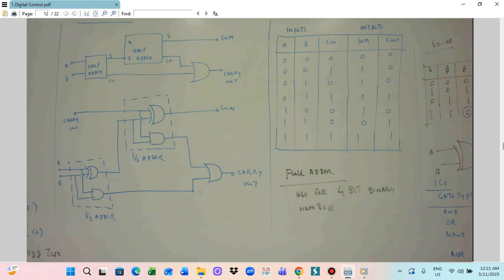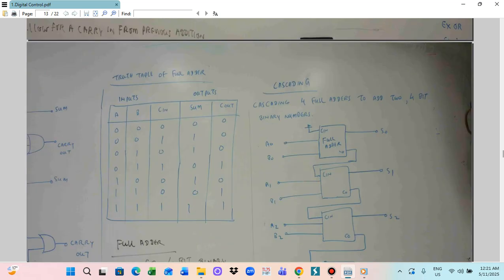NOR gate means a minus function. A is positive, so the output will be negative. So this is for the NOR gate function. After passing through the NOR gate, A becomes A bar.